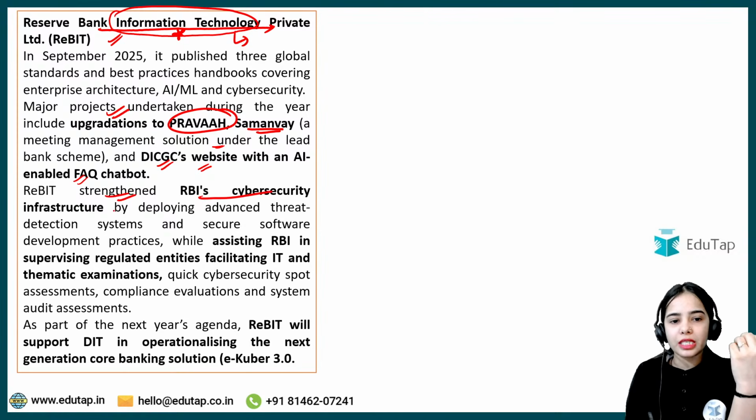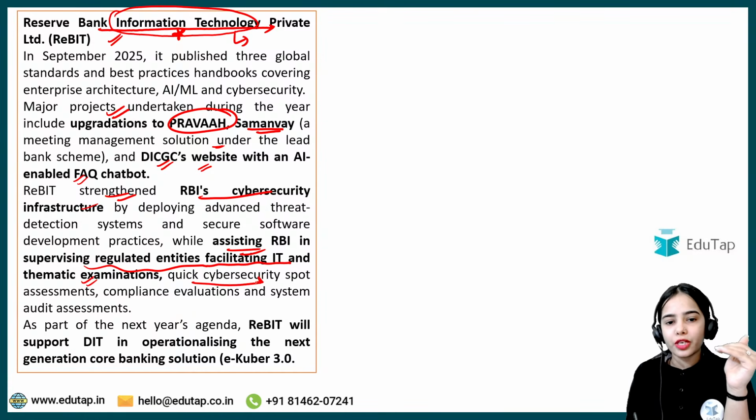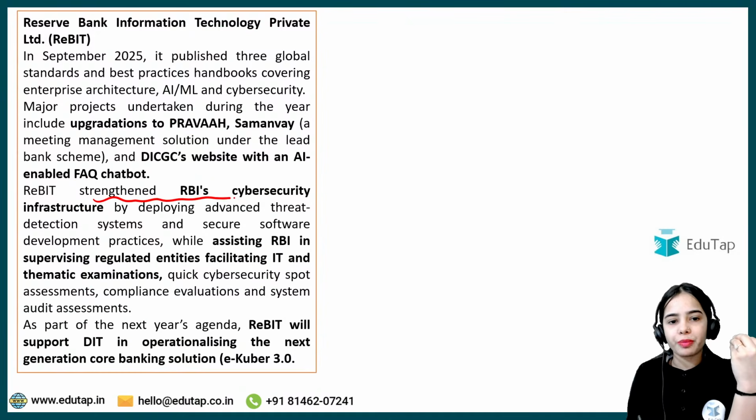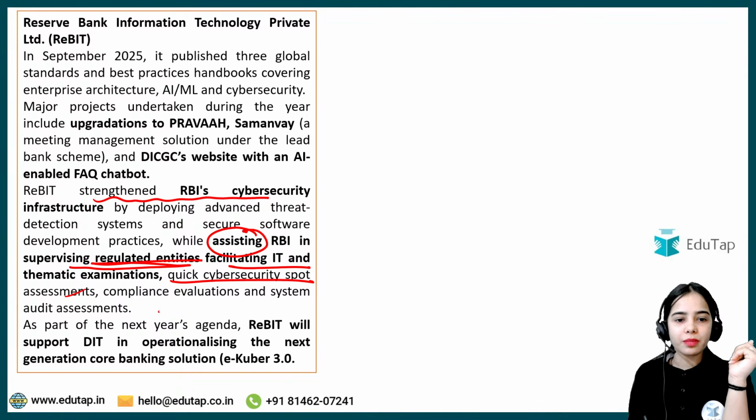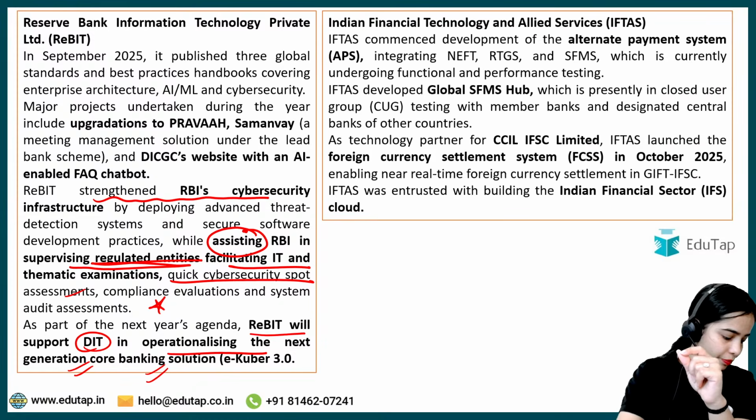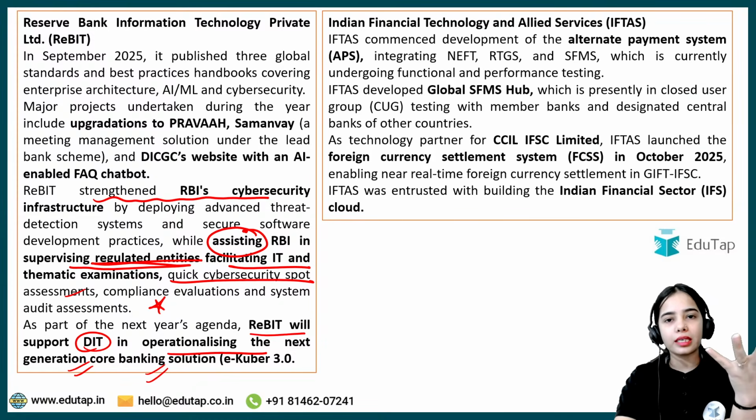Rebit strengthened the RBI cybersecurity infrastructure, and Rebit is assisting RBI in supervising the regulated entities, facilitating IT and thematic examination, and quick cybersecurity spot assessments. As part of next year's agenda, Rebit will support the Department of Information Technology in operationalizing the next generation core banking solution, eKuber 3.0. Yes, SWIFT is there, but that is the international messaging system. Now India is developing its own.